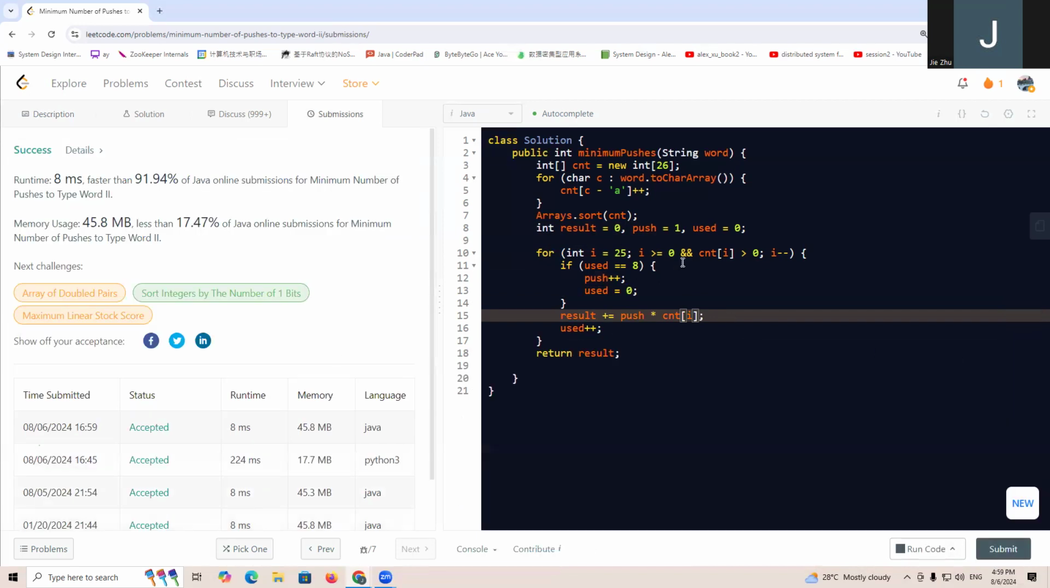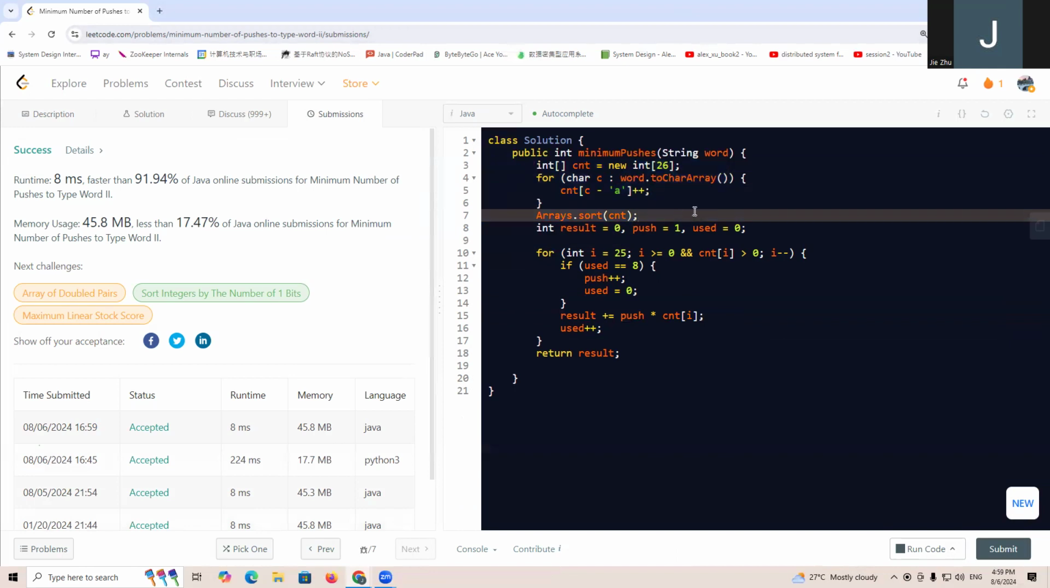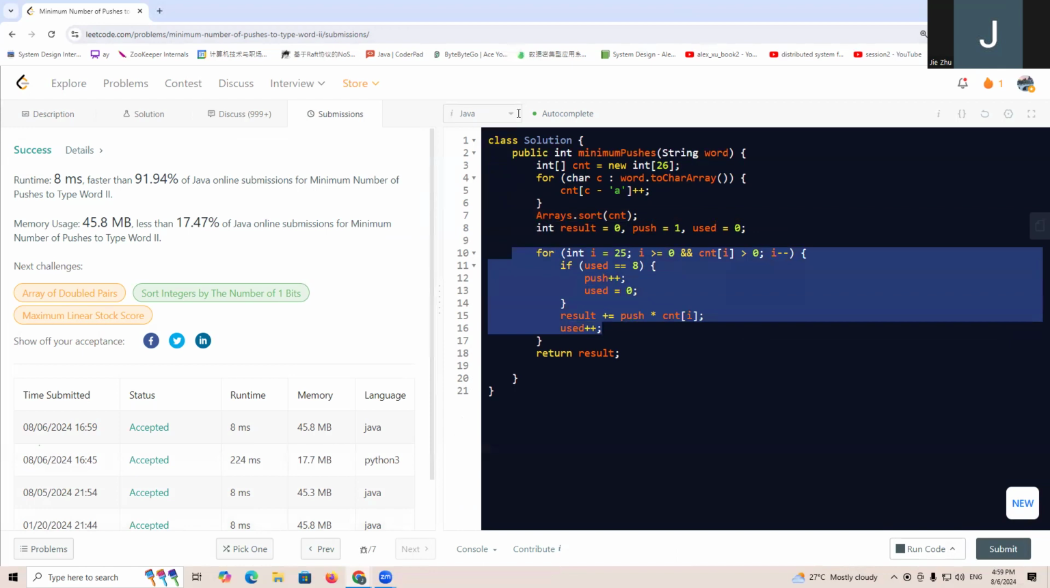It is a linear operation because we need to compute the counts, and the sort of 26 log 26 can be ignored. Then the iteration is another linear pass. So it's O(n) time complexity, and space is constant, just 26.